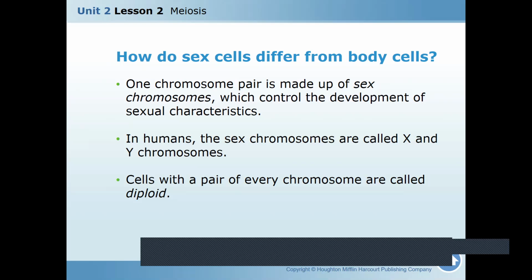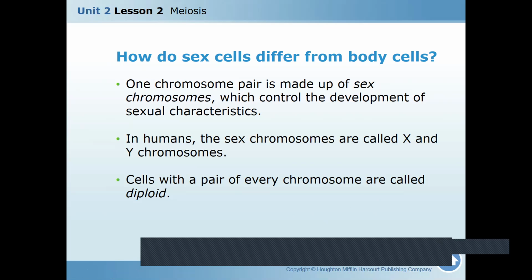Okay, now let us come back to the lesson first. In humans, the sex chromosomes are called X and Y chromosomes. Cells with a pair, I told you they have to have a pair. I told you that there is one chromosome from the mother and one from the father. They need a pair of chromosomes.